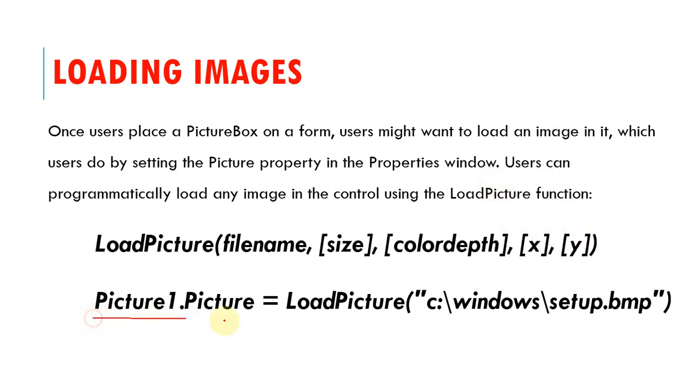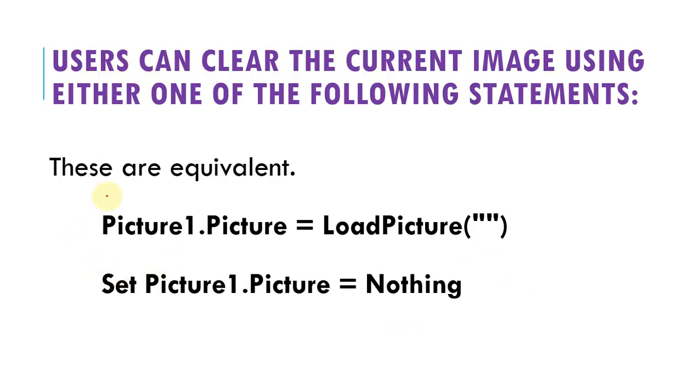Picture one dot picture equal to load picture. The same thing we have given, but here the path is different. Here the setup.bmp file, bmp or jpeg or gif, whatever it may be. It is in the Windows folder, but we have given a lengthy location. Okay, next one. Users can also clear the current image using either one of the following statements.